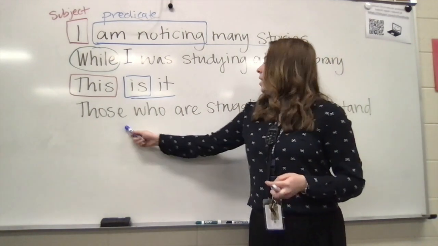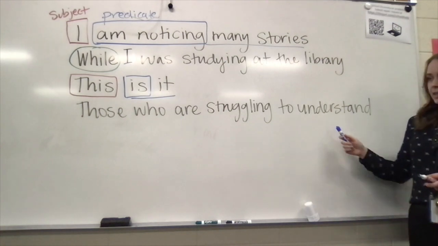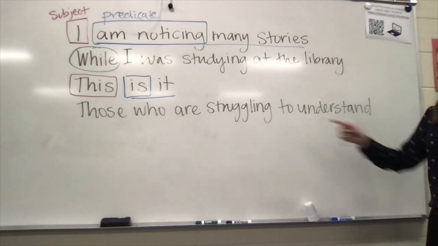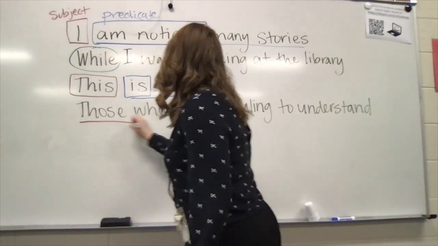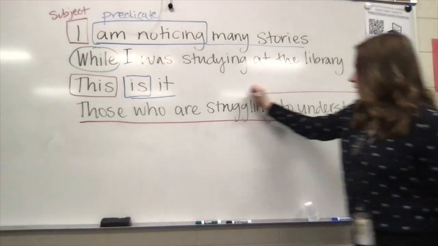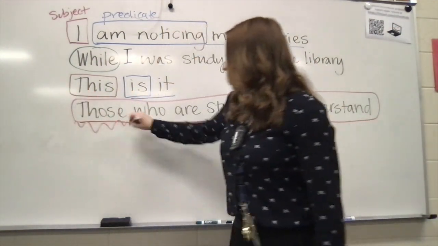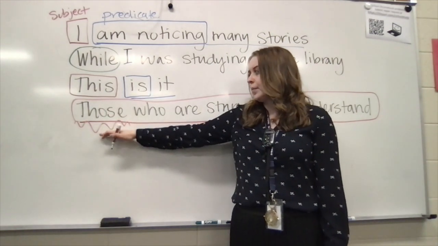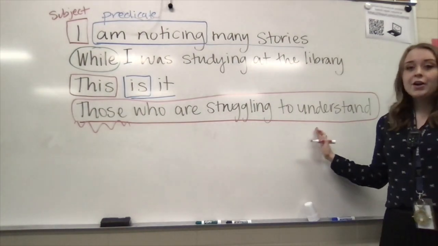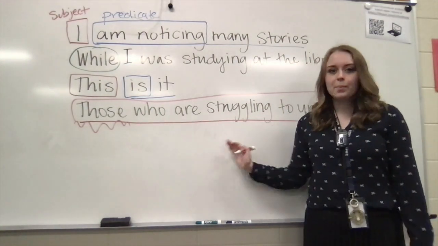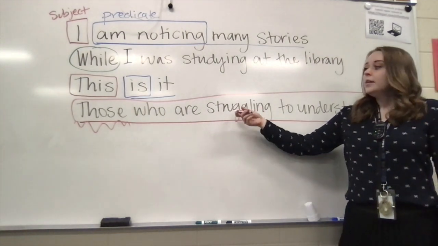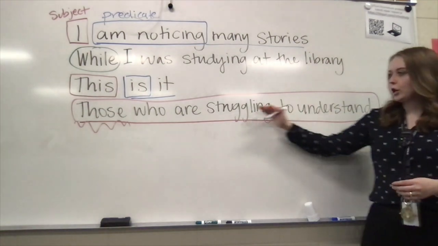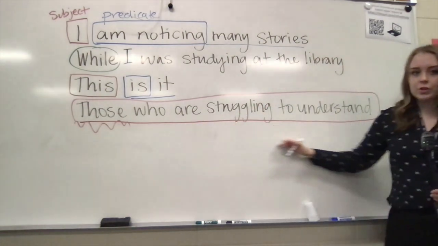Now let's look at this last one. Those who are struggling to understand. So this one, we can figure out our subject, which is those who are struggling to understand. But notice this whole thing is actually the subject. It's all about those. Instead of just saying those by itself, those is different than this. Those who are struggling to understand, you're describing who the subject is, but they're not doing anything. They are struggling to understand, yes, but this is not an action in this sense. This is describing who they are. They are the ones who are struggling to understand.